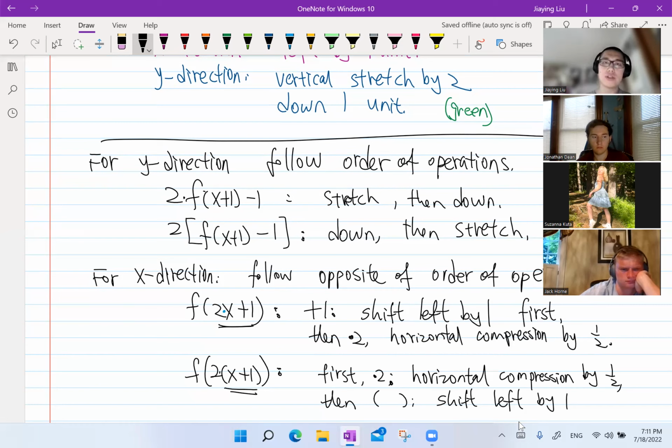With the y direction changes, it just follows whatever the operation suggests. Like, if you multiply by a number, you vertically stretch. If you add a number, you shift it up. Subtract, you shift it down. But with the x direction, you have to think in terms of the backwards, the inverse of what's happening.